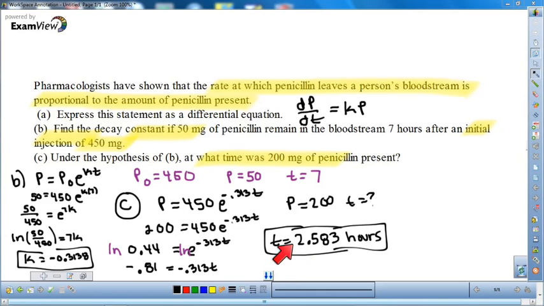Now, if your answer turns out to be a little bit different than mine, that's because you didn't use all your numbers in your calculator, and even though this is 0.44, I'm using all the numbers on the calculator. Same thing with this one, negative 0.81, I'm using all the numbers on the calculator. So I get about 2.583 hours.